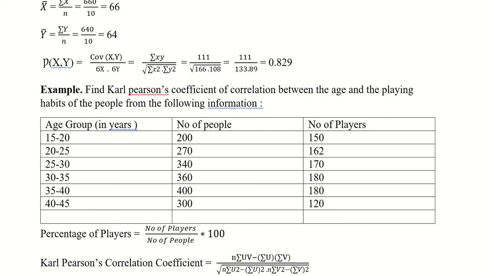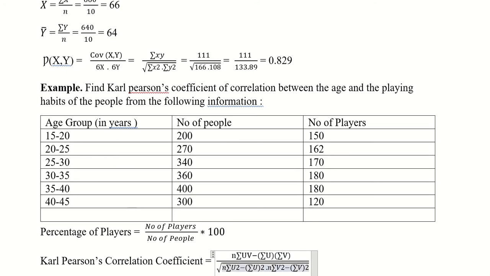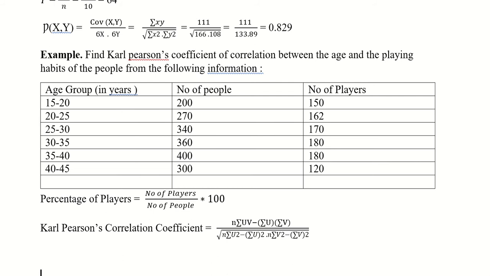The formula for Karl Pearson here is also slightly different from what we did earlier. The formula is n into summation of uv minus summation of u into summation of v, divided by under root n into summation of u square minus summation of u whole square, into n summation of v square minus summation of v whole square. This is u square, not u2. I'll show you how we calculate u and v rather than just explaining here. We'll understand. Now let us try to solve this question.